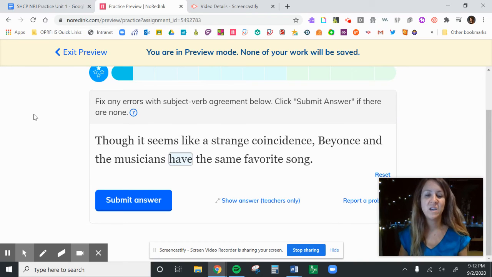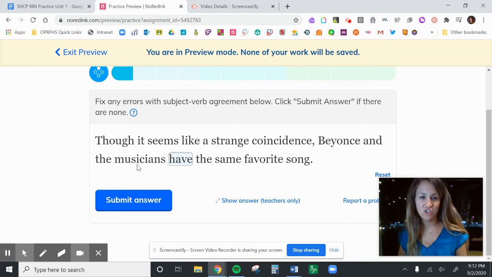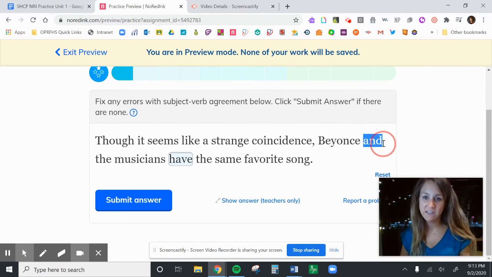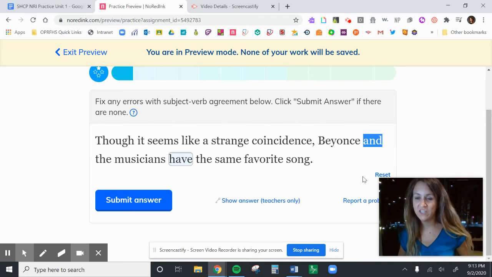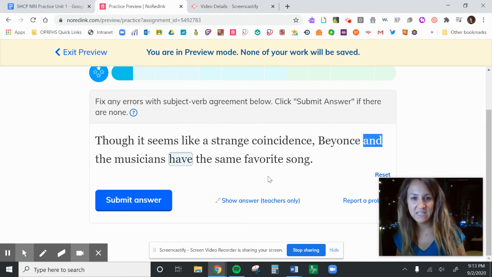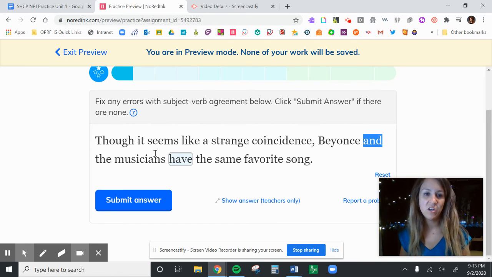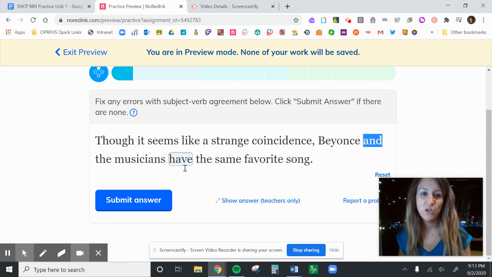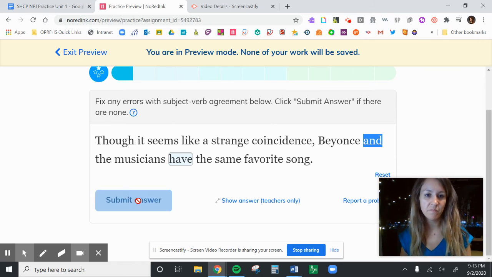Let's do one more. Though it seems like a strange coincidence, Beyonce and the musicians have the same favorite song. So here we're combining with the word and. In that case, we know that it's joining two things together. So if you're putting two things together, it's automatically going to be plural. So Beyonce and the musicians have the same favorite song. So we know that's plural, so we can think they have the same favorite song, or she have the same favorite song. We know that have makes sense here.